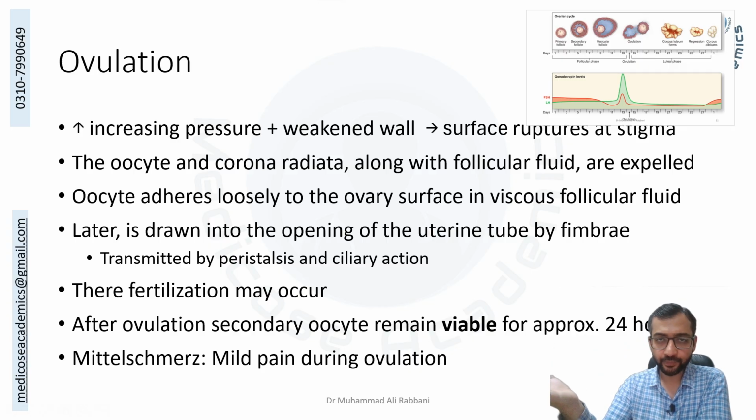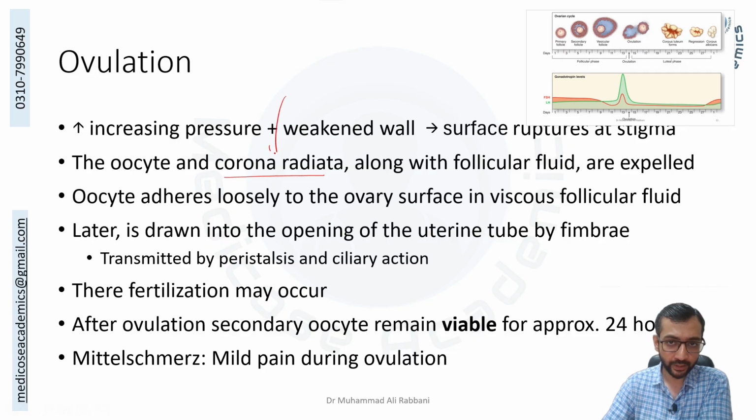So the oocyte with zona pellucida surrounding, with immediate surrounding granulosa cells that were called corona radiata, these were granulosa cells.